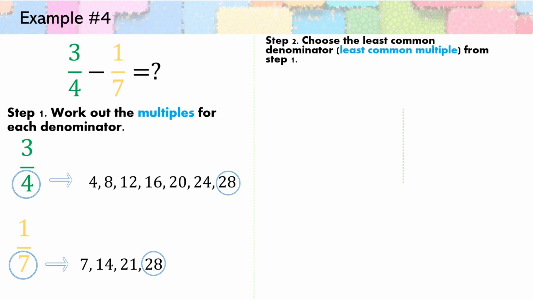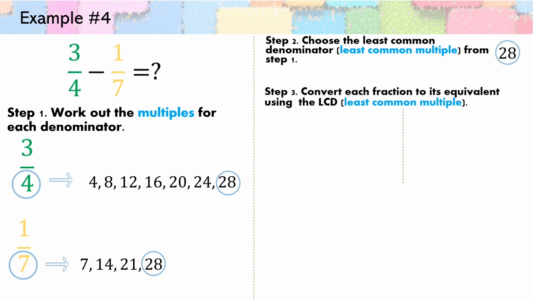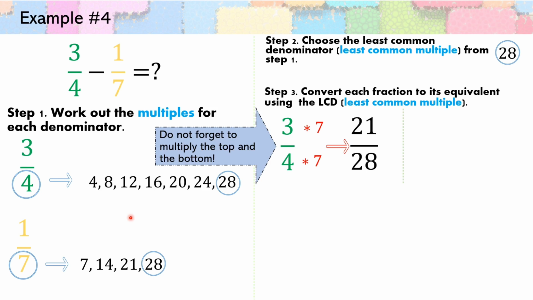Step 2. Choose the least common denominator, that is the least common multiple from step 1. 28. Step 3. Convert each fraction to its equivalent using the LCD or the least common multiple. 3/4, what number is to be multiplied with 4 to arrive at 28? It's 7. And then multiply 7 with the numerator as well. 4 times 7, 3 times 7. That is equal to 21/28. Don't forget to multiply the top and the bottom.